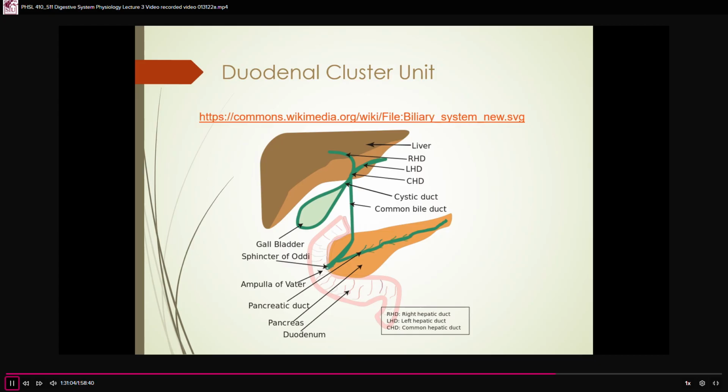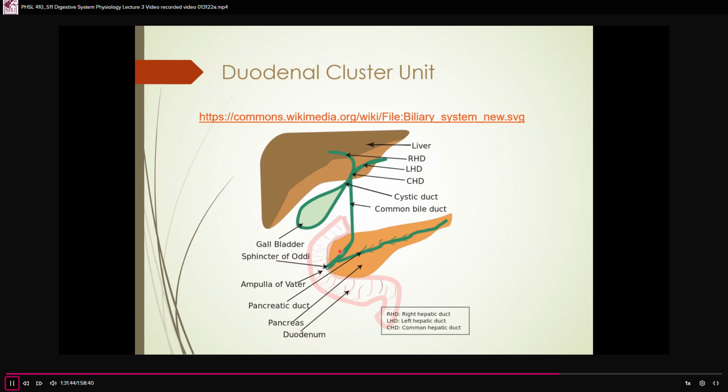But the small intestine can't do its job properly without the contributions that come to it from the hepatobiliary system, which is the liver and the gallbladder and the duct system that produce bile, store and concentrate bile between meals, and then deliver bile into the duodenum part of the small intestine. And also the exocrine pancreas, which is going to make a lot of high volume, highly alkalinized fluids that are rich in digestive enzymes that it too is going to dump into this first part of the small intestine, the duodenum. And so we have what we call this duodenal cluster unit where all these three things merge and come together.